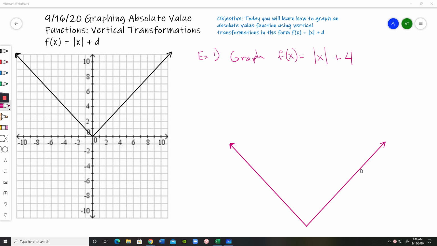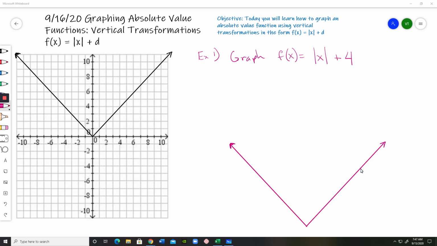Please set up your notebook with this title, Graphing Absolute Value Functions, Vertical Transformations. f of x equals the absolute value of x plus d. Go ahead and write down today's objective as well. Today you will learn how to graph an absolute value function using vertical transformations in the form f of x equals the absolute value of x plus d.